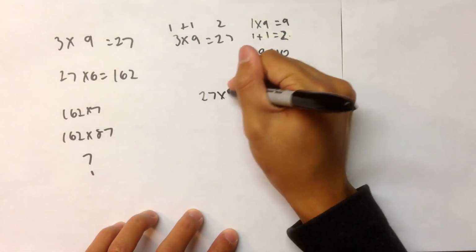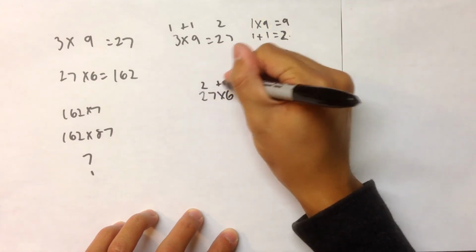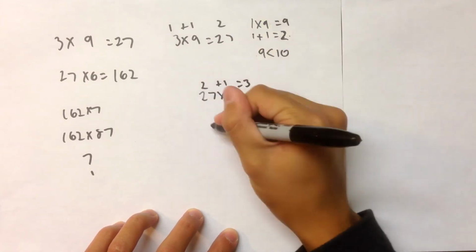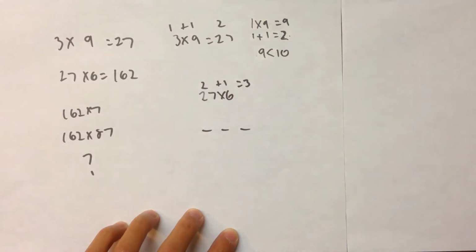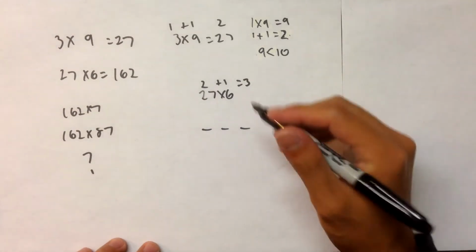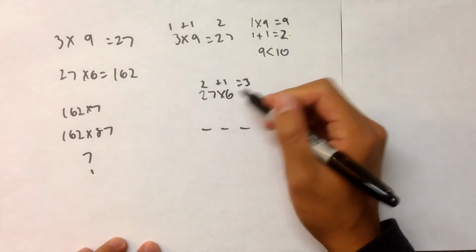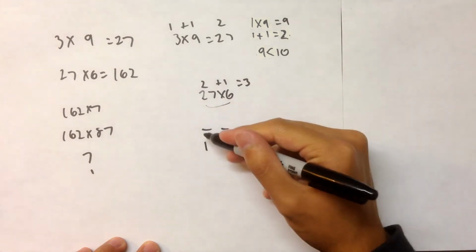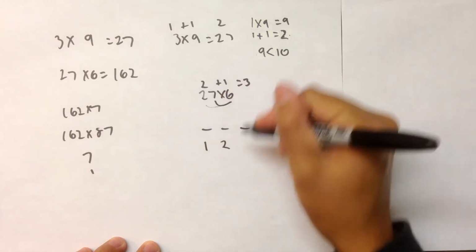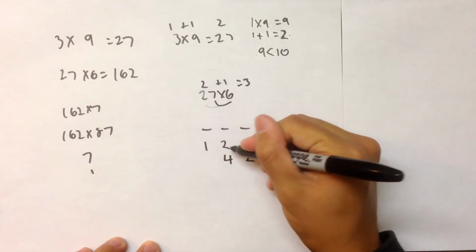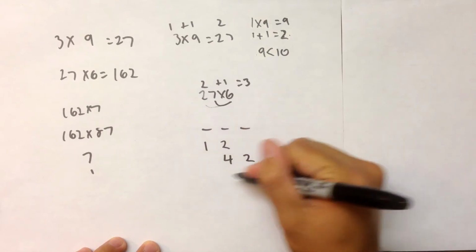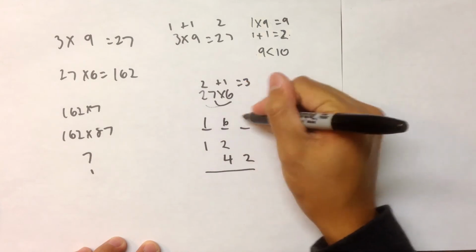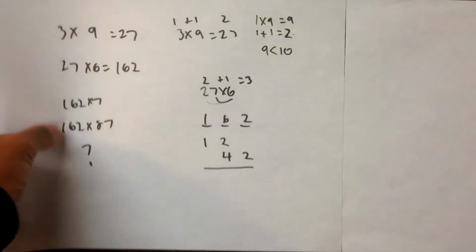Moving on to 27 times 6. 27 has 2 digits, 6 has 1 digit, 2 plus 1 equals 3, final answer, 3 digits. Let's start multiplying. 2 times 6, 12, you place that answer in the leftmost place, that'd be the hundreds place. Then you multiply 7 times 6, 42, you place this answer where your last answer left off, then you add these together, 162.